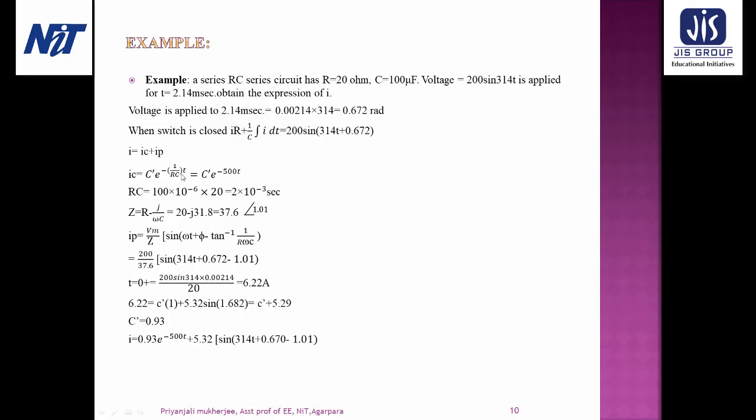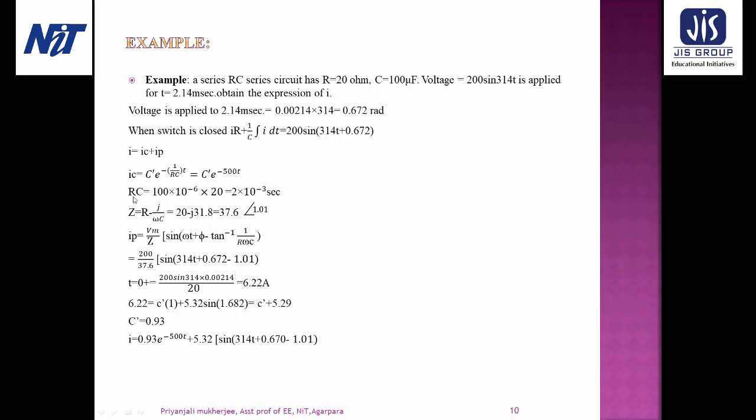So to calculate this, we need to find the value of RC. R is given as 20 ohm and C is given as 100 microfarad. So 20 into 100 into 10 to the power minus 6 gives RC, which is 2 into 10 to the power minus 3. That's why 1 by RC becomes 500. So the i_c part is C dash into e to the power minus 500t.